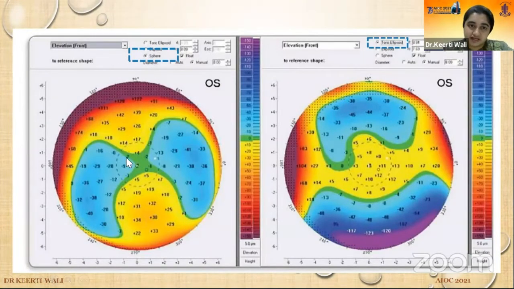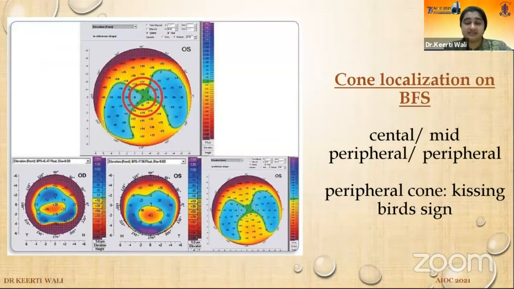So here you can see both the reference bodies in the same patient. As you can see, on the left side is the best fit sphere, localizing the cone, and on the right side is the best fit toric ellipsoid, which is showing the elevation, the height of the cone. So BFS is important for cone localization.